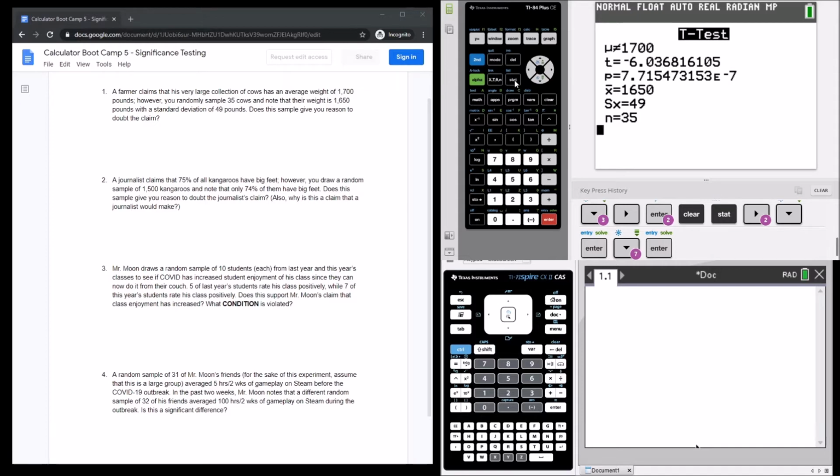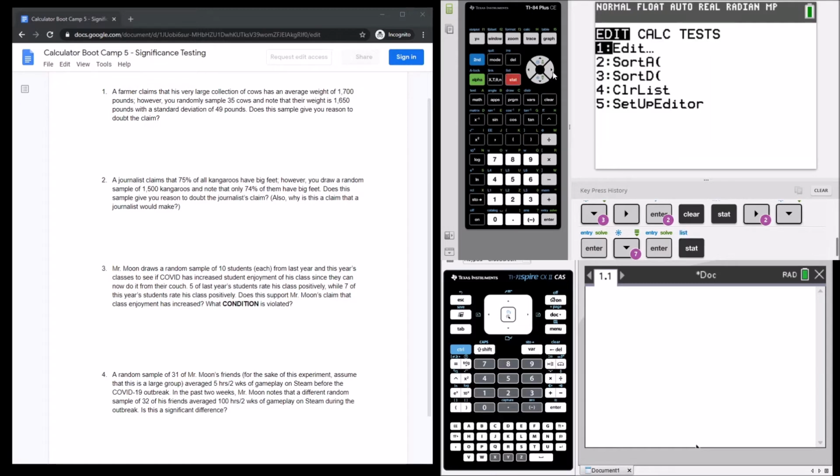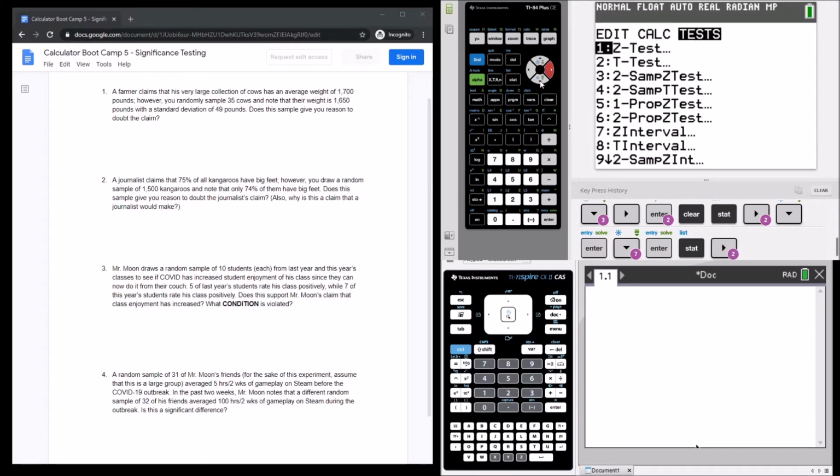Let's look now at number 2. A journalist claims that 75% of all kangaroos have big feet. However, you draw a random sample of 1,500 kangaroos and note that only 74% of them have big feet. Does this sample give you reason to doubt the journalist's claim? Okay, this is a proportion question, so we are using a z-test. And in this case, we'd probably like to just use a 1 proportion z-test.